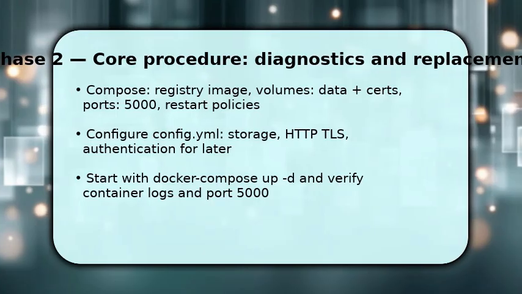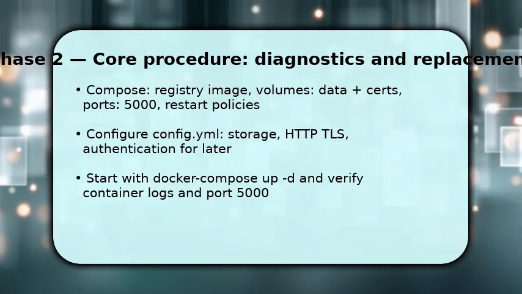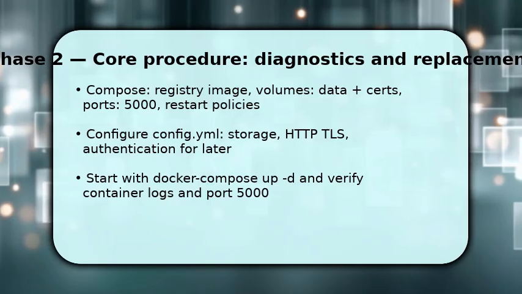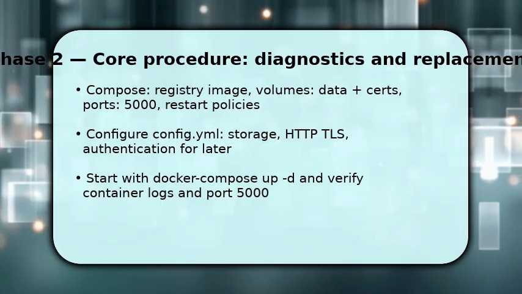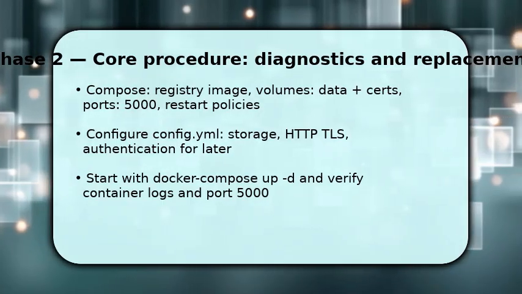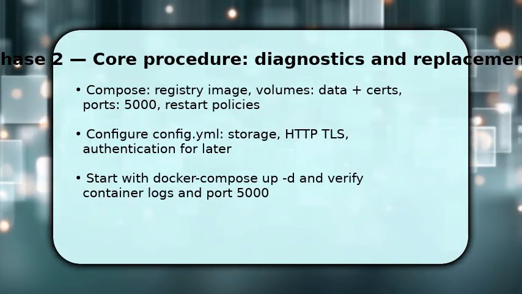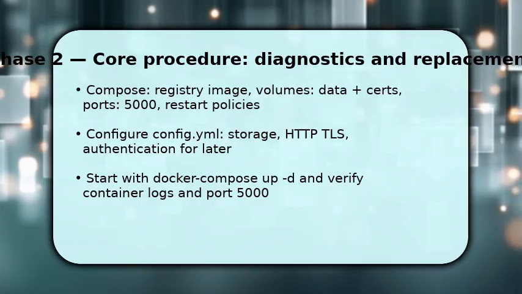YAML defining the registry. Use registry to mount data and certs, expose port 5000 and add restart policies. Add a config.yml to configure storage drivers and the HTTP section pointing to your TLS cert and key. Include basic auth later if needed.